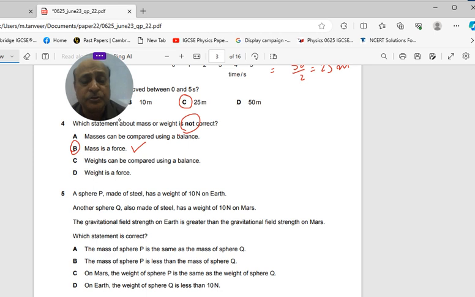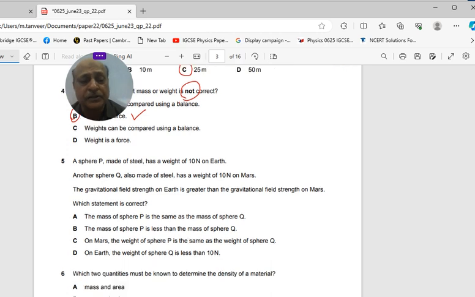So remember this. You have to choose that option which is not correct. Only one option is not correct, which is mass is a force. Mass is not a force.